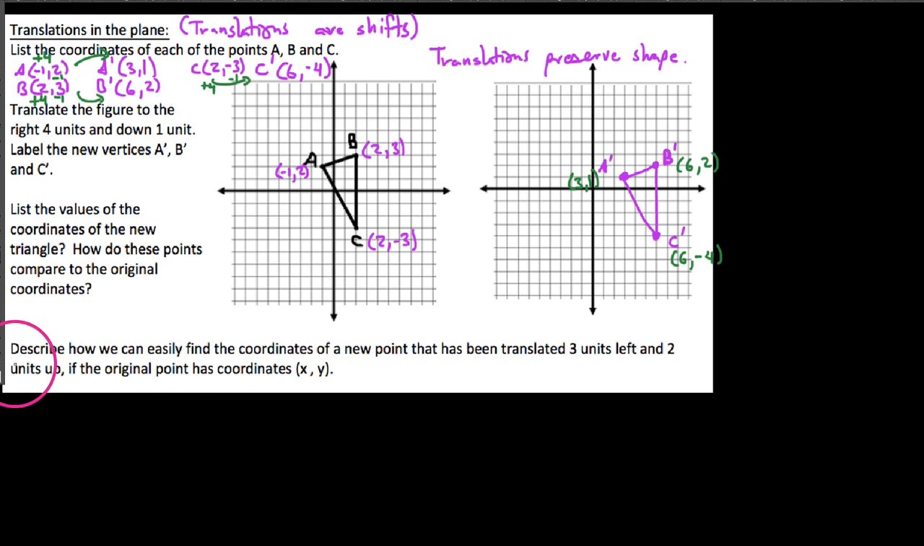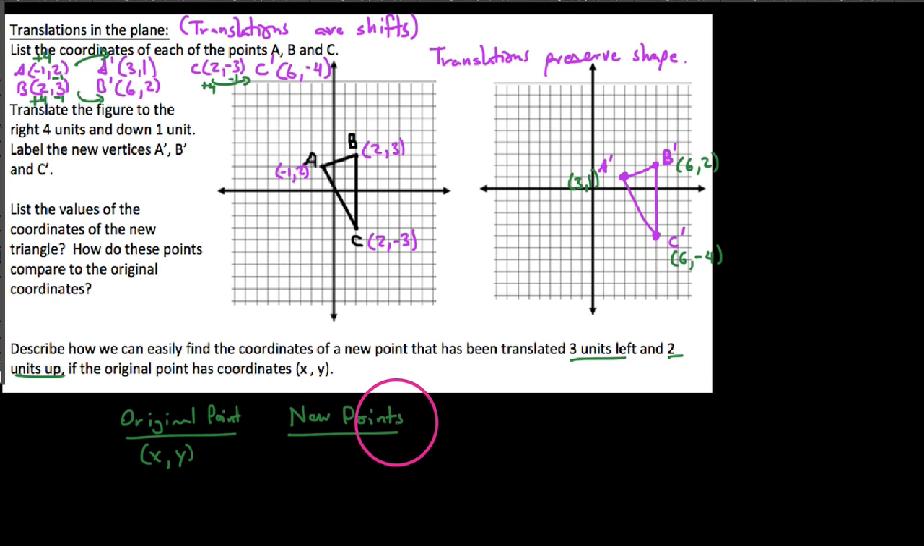So here's what I want to consider. Describe how we can easily find the coordinates of a new point that has been translated 3 units left and 2 units up if the original point has the coordinates x, y. If the original point has the coordinates x, y, then the translated point that went 3 units left and 2 units up would be x - 3, and 2 units up we'd say y + 2.